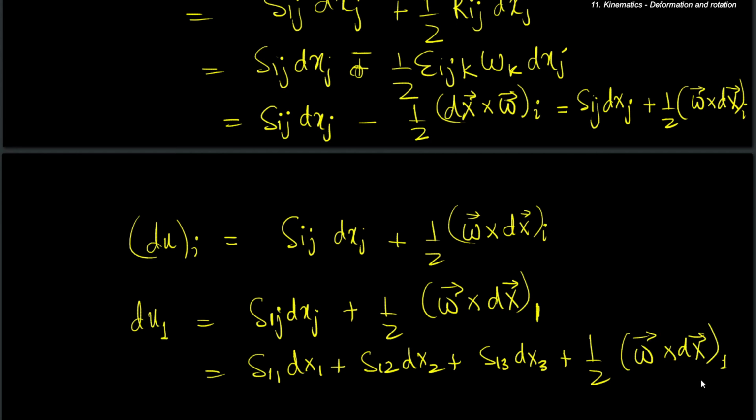So whenever you are given a vorticity field and a strain field, you can find out the difference in velocity between 2 points. So if we have 2 points, we know the dx vector, and the components of the dx vector are dx1, dx2, dx3. The rate of strain tensor has S11, S12, S13, and similarly S21, S22, S23, and all these components. So it's very simple to find out.